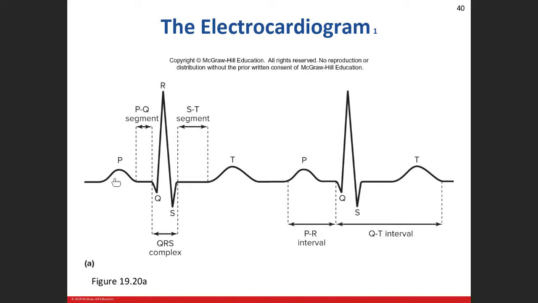So this is the atria depolarizing. This is the ventricles depolarizing. And this is the ventricles repolarizing. Atria repolarization occurs somewhere in here, but we just can't see it on this electrocardiogram, the ECG.